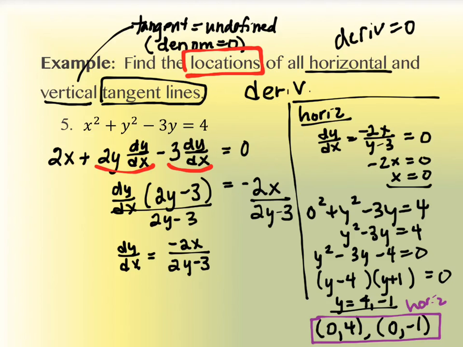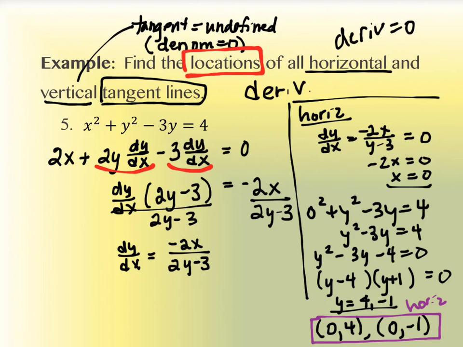So think about the picture of a circle. Can you visualize why it's going to have 2 horizontal tangent lines? Can you visualize why it's going to have 2 vertical tangent lines? Yeah. So this makes sense that there's 2 locations for each of those particular points.